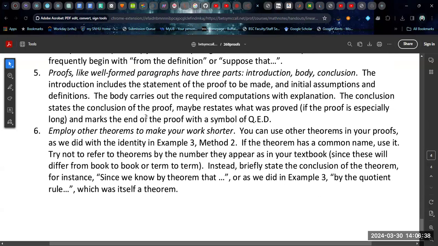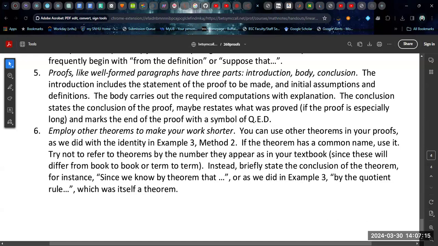The introduction includes the statement of the proof that's being made and any initial assumptions and definitions. The body carries out the required computations, with explanation being the key part. And then the conclusion restates what was proved, especially if the proof is particularly long, and it marks the end of your proof with a symbol like QED or the double slash or what have you, again, to separate it from anything that would come afterwards.